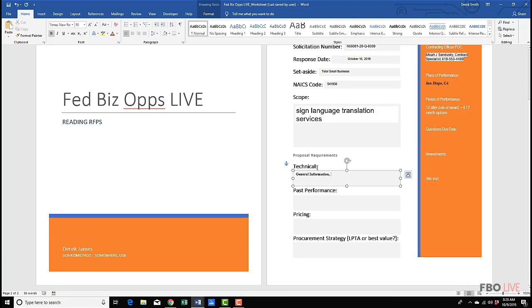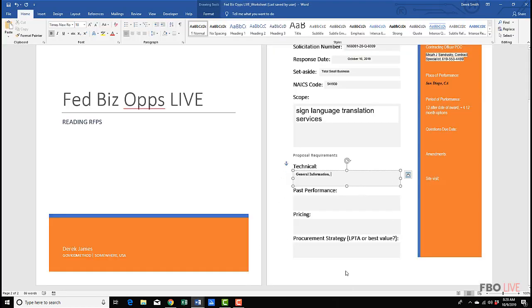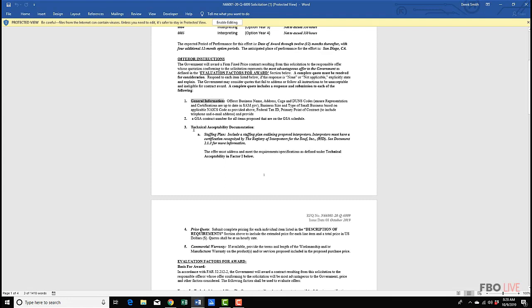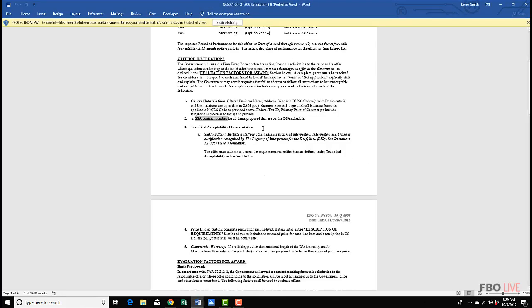Now I'm at the technical box under the proposal requirements. So this is not going to include a technical response. It's just going to be these things. It says number 2, a GSA contract number for all items proposed that are on a GSA schedule. This could be not applicable if you don't have a GSA schedule. They're just saying if you do, what's the schedule and could these services be procured under that particular schedule?